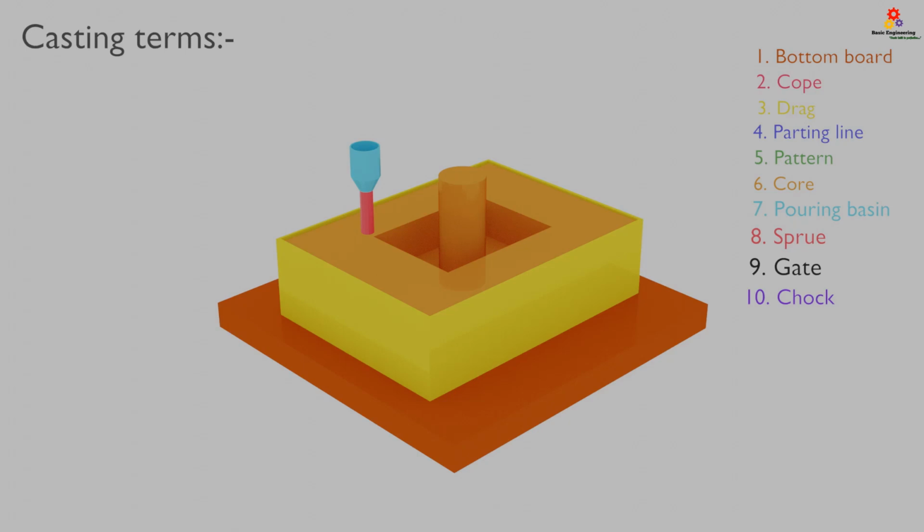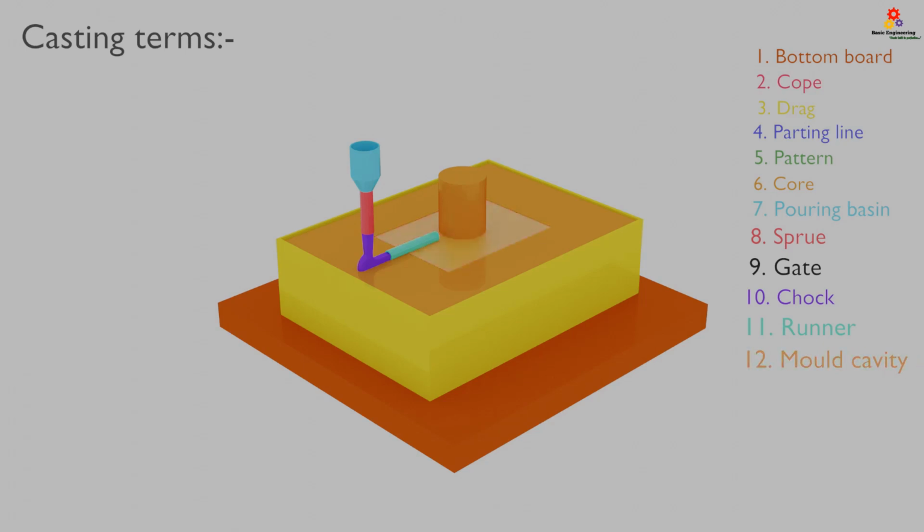Choke. The choke is always provided near the sprue, which controls the flow of molten metal. If we slow down the flow, then there will be no bubble formation inside the mold cavity, and the choke helps to slow down the flow of molten metal. Next term, runner. The horizontal passage provided from the choke to the mold cavity is known as runner. Runner also helps to control the flow of molten metal.